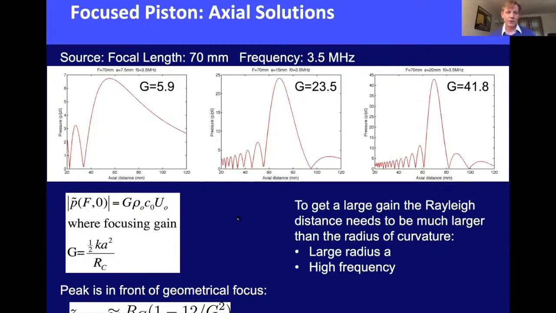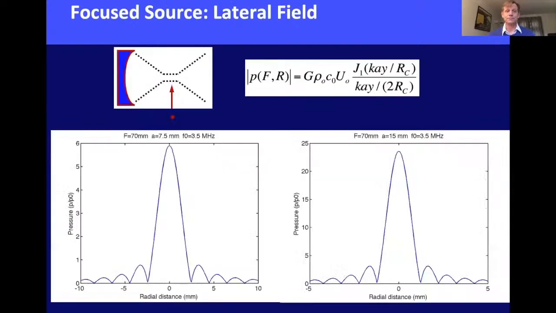And in reality, if you want a highly focused transducer, we want the gain to be large. Normally, the radius of curvature we don't have a lot of control over, because that's going to be at the depth at which we're trying to treat. So that will depend on where our target location is. So the two things we have to play with are the frequency, which changes K, and the aperture size that changes A. If you want a large gain, you want to have a Rayleigh distance much bigger than the radius of curvature. You want to have the largest radius A that you can possibly have, and the highest frequency that will allow you to deliver to the distance that you're interested in as well. So those are the axial fields.